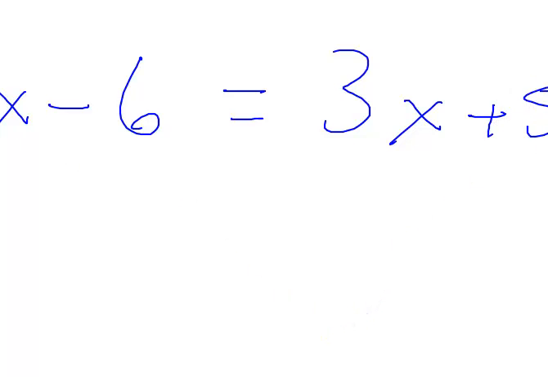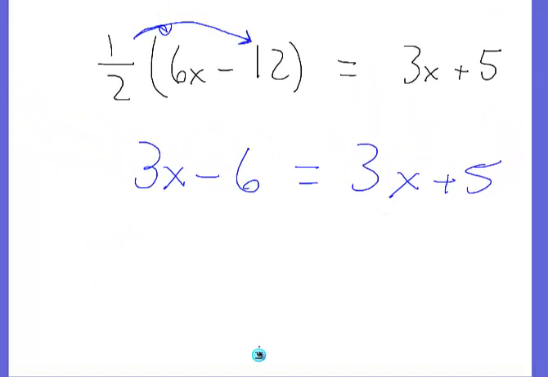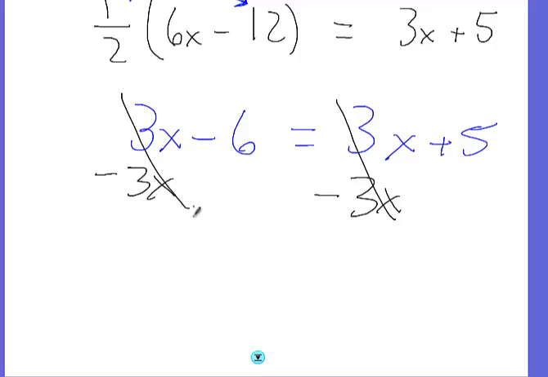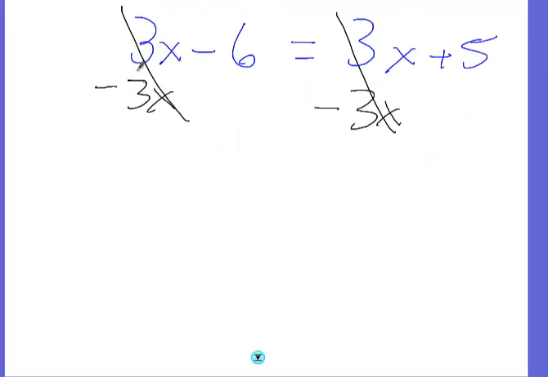All right. So now what we have to do is get all of our x's to one side and all of our numbers to the other side. So what I'm going to do is move this 3x to the left by subtracting it. But what you notice, something tricky happens. When we subtract 3x from 3x, we're left with 0. So the left side is just negative 6, and our right side is just positive 5.